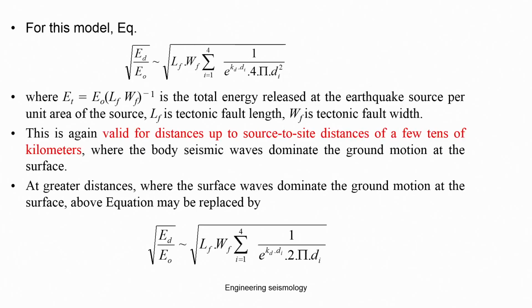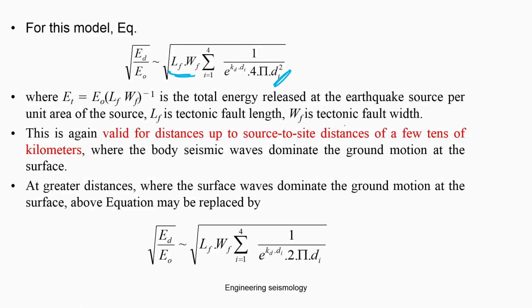So from this, the similar kind of energy loss variation is integrated with the variation with the areal dimension of the source, where you can see Di indicates the distance, and LF and WF take care of the size of the planar source. So ET is equal to E naught into WF by F, the total energy released at the earthquake source per unit area at source, LF is the tectonic fault length, and WF is the tectonic width of the fault.